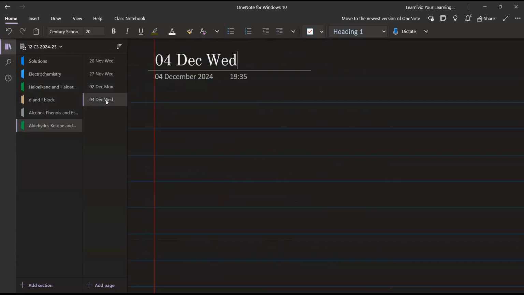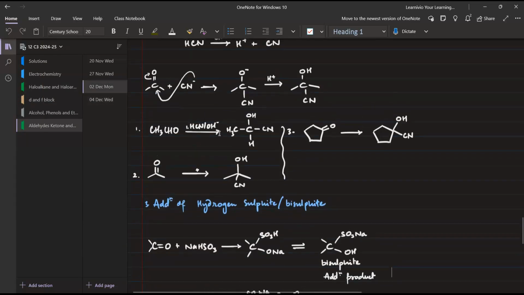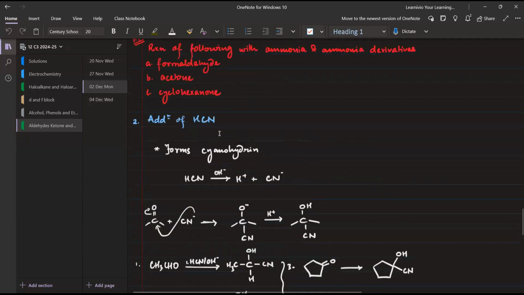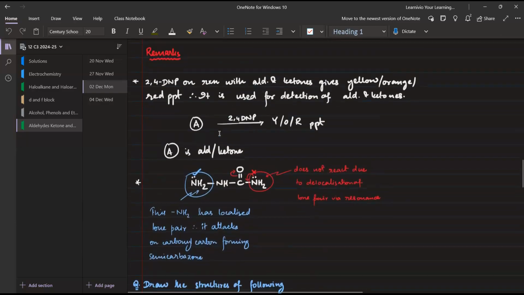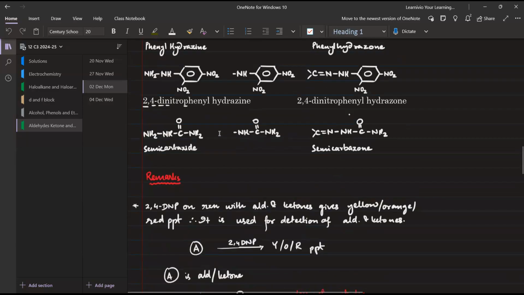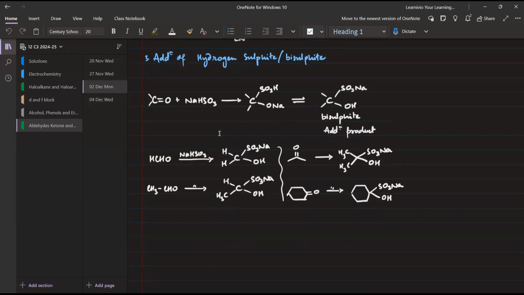So right now we are doing the nucleophilic addition reactions. In the chemical properties, we have done the methods of preparation and physical properties. We are right now in the chemical properties, and first we are doing the nucleophilic addition reactions. We have done a lot of them, and there are a few remaining.